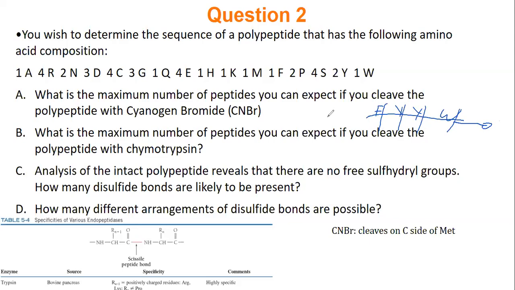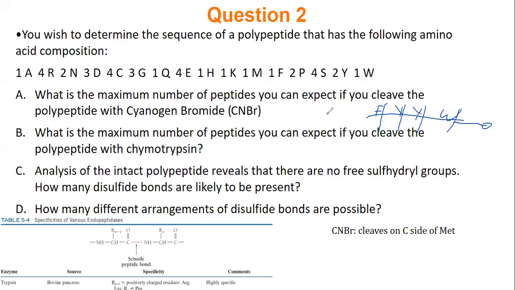P and S aren't aromatics. P is proline, S is serine. They are not aromatic groups, even though proline does have a ring. But anyways, if you have more questions about that, please do ask, but I'm gonna move on to C.